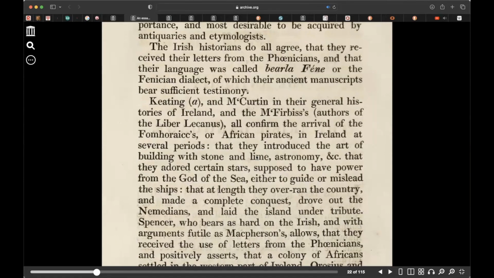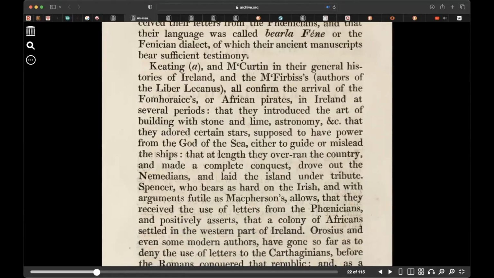And all Irish historians agree that they received their letters from Phoenicians. That's why it's called Berlefeni, or the Phoenician dialect, of which their ancient manuscripts bear sufficient testimony. Keating and McCurtain, in their general histories of Ireland, and the MacFirbis, authors of the Liber Lecanus, all confirm the arrival of the Fomhoraics, right? The Fomorians, or African pirates, the hijack Hamites.